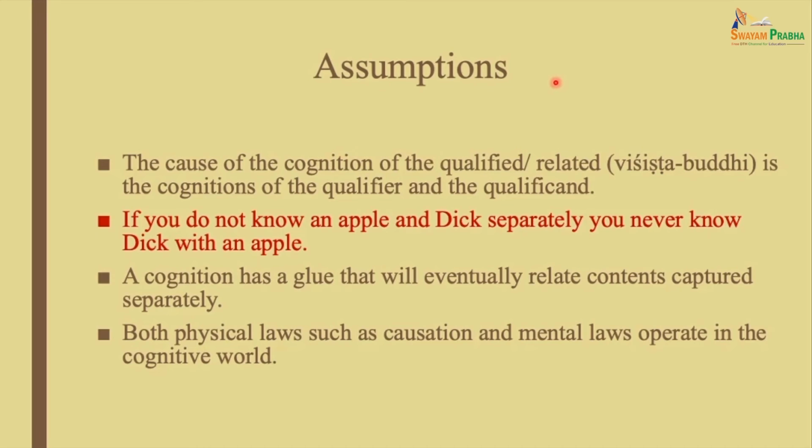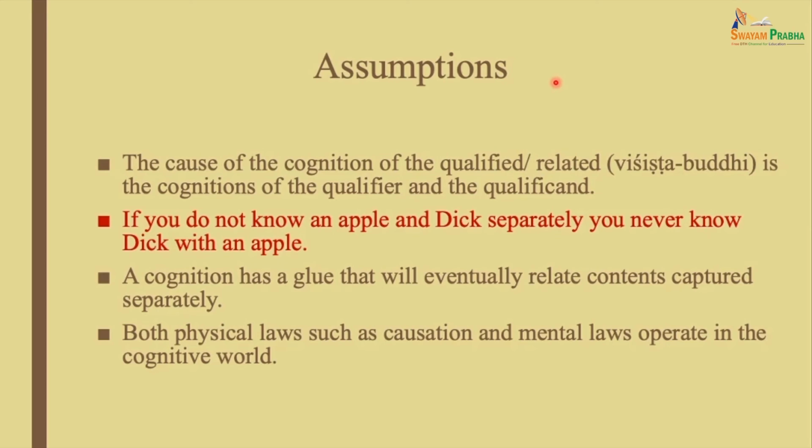Why is it that there is a non-relational stage before the relational stage? It is because they assume that the cause of the cognition of the qualified or the related object, that is Vishishta, such a cognition is called Vishishta Buddhi. The cause of such a Vishishta Buddhi is the separate cognitions of the qualifier and the qualificant. So why should we say that? We say that because if you do not know an apple and dig separately, you never know dig with an apple. In order to know dig with an apple, in order to know this complex, this object complex, you need to first understand dig and apple separately.